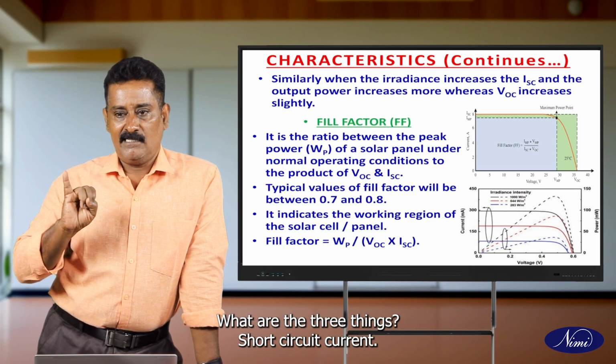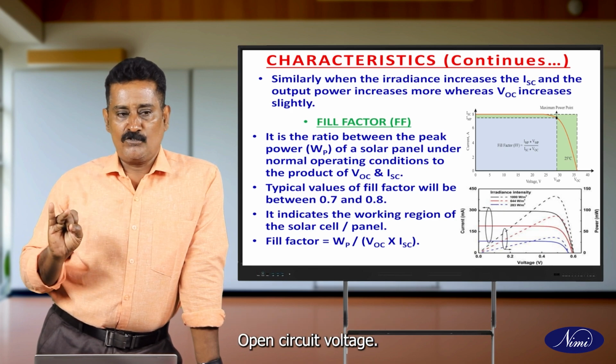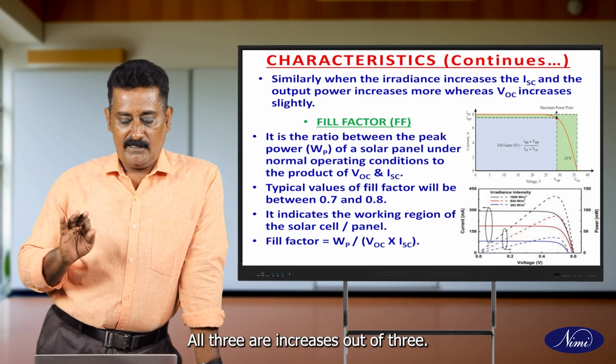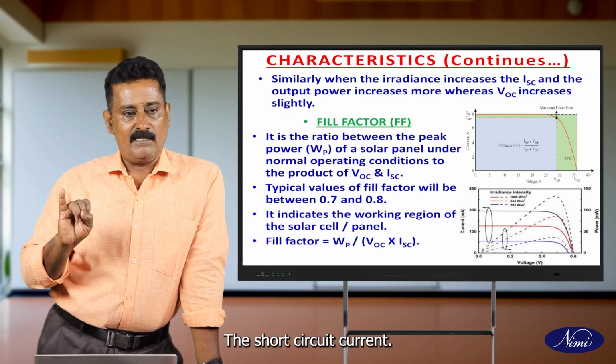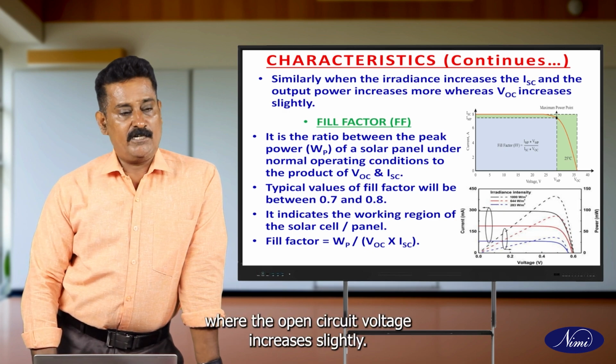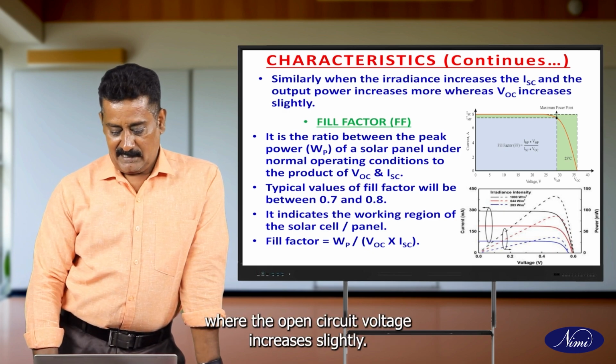What are the three things? Short circuit current, open circuit voltage, output power: all three increase. Out of the three, the short circuit current and the output power increase more, whereas the open circuit voltage increases slightly.